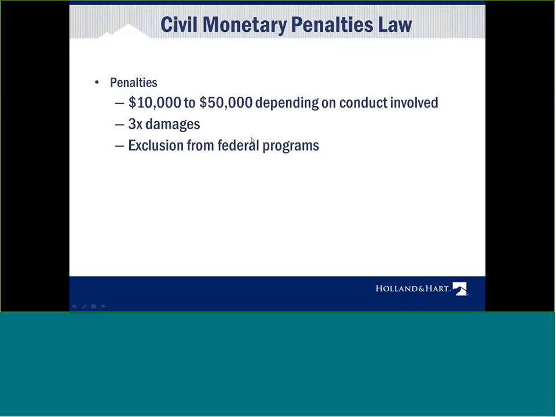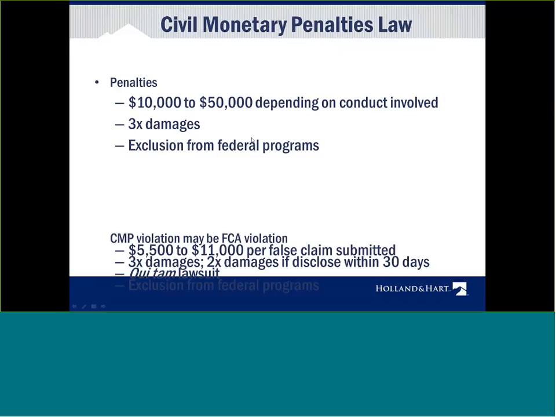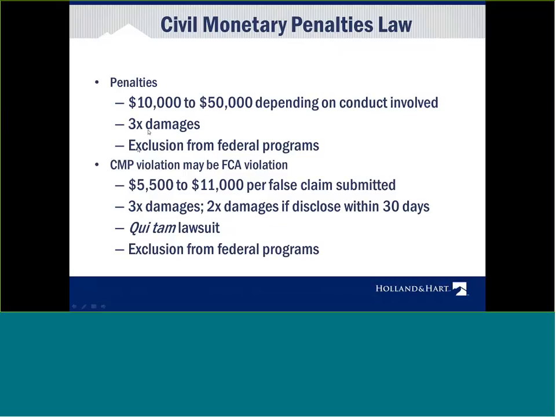Violations of the Civil Monetary Penalties Law can range from $10,000 to $50,000 in fines, can have up to treble damages, and also can lead to exclusion from federal health care programs. And not to go through it all again, but civil monetary penalties violations can also be Federal False Claims Act violations. So you'll see as we're going through this that these laws are all independent in that they may be separate violations if conduct does not comply with each of these laws.